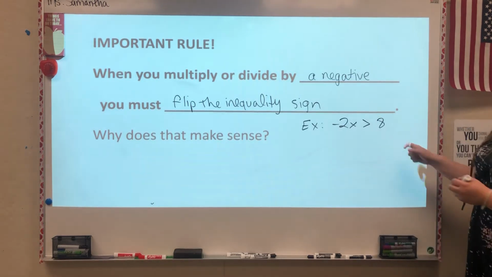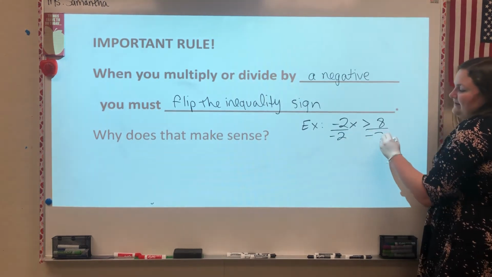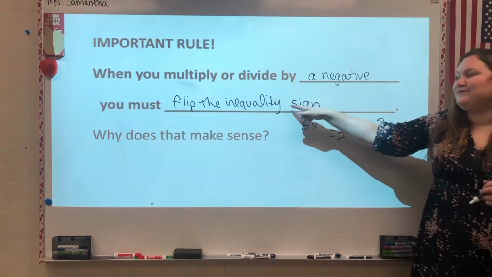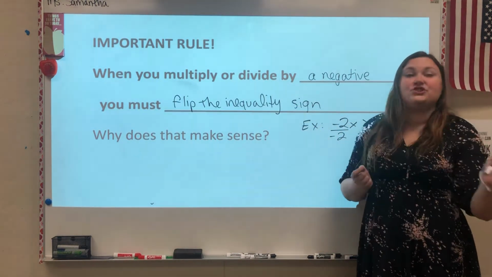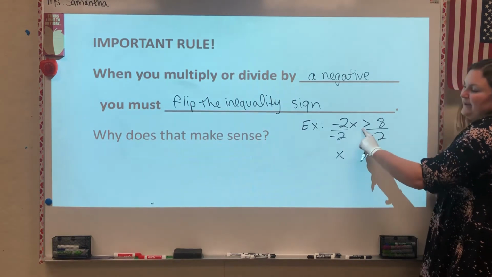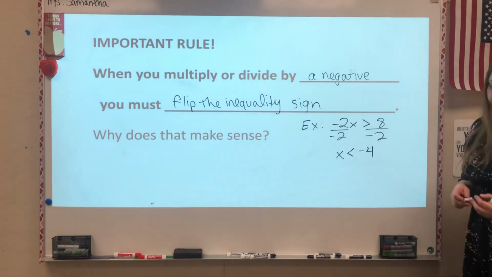What I mean by that is if you were to have negative 2x is greater than 8. When you go to solve this, you would have to divide by a negative. I'm dividing by a negative, so I have to flip the inequality sign. I just have to change the direction it goes. So for my answer, instead of being a greater than sign, it would be a less than sign.